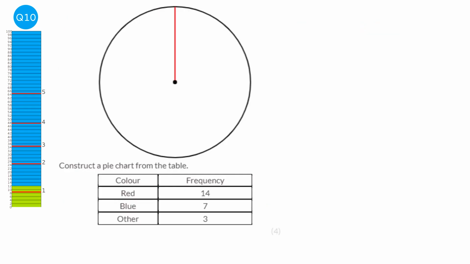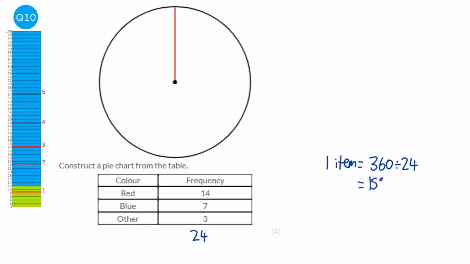The first thing to do when working out what angle things need to be on a pie chart is to add up the frequencies. So we're going to do 14 plus 7 plus 3, and we find out that that's 24. Then we're going to find the angle that one item would be. There are 360 degrees in a circle, and there are 24 items. So we're going to do 360 divided by 24, and that gives us 15 degrees. So each item is worth 15 degrees, or will take up 15 degrees.